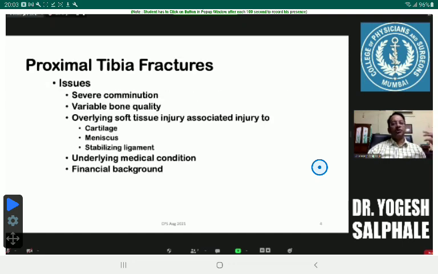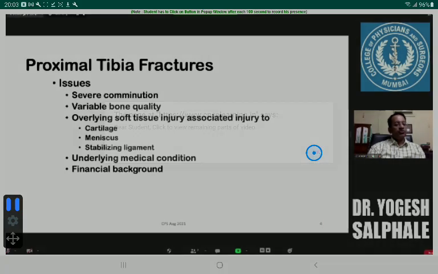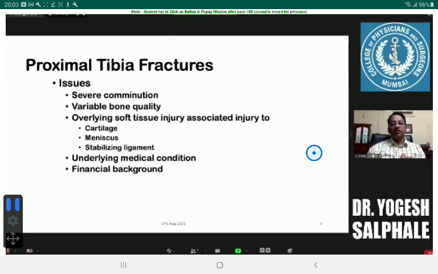So what are the issues with proximal tibia fractures? Why is it so different from any other fracture in the body? The reason is the severe comminution, variable bone quality, overlying soft tissue, and injury associated with the cartilage, meniscus, and stabilizing fragments. So these are all the things which play a very important role. Many times the underlying medical condition does not permit extensive surgeries for the patient, and the most important in our region is the financial background.